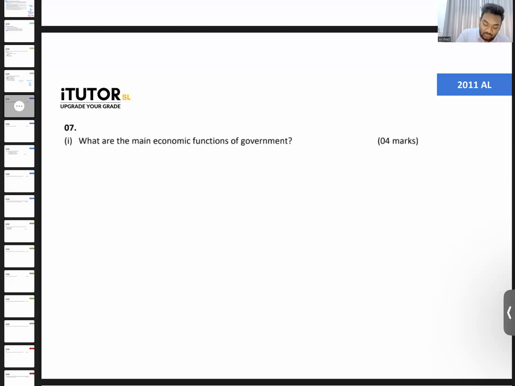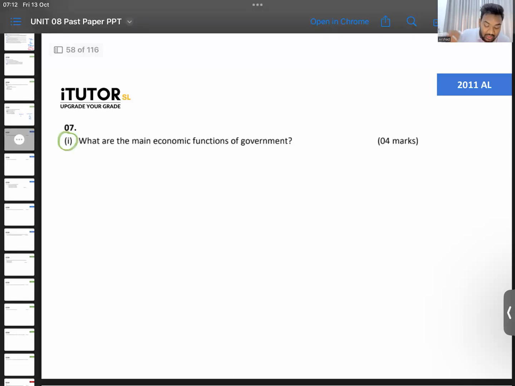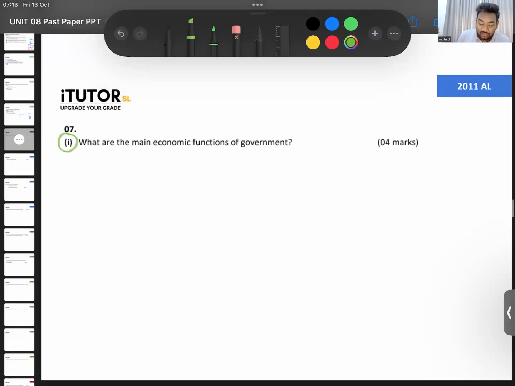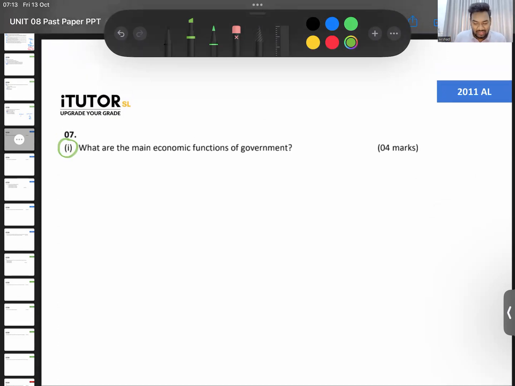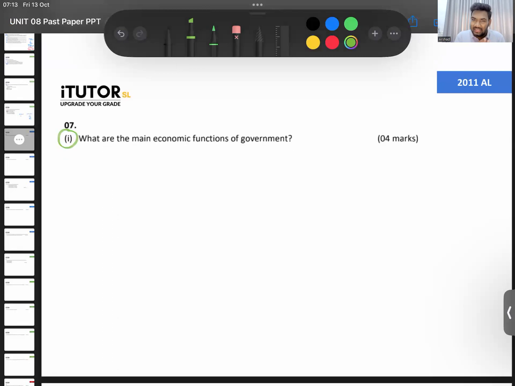Okay, so starting with number 1, what are the main functions of the government? Now, usually if they say what are the main functions of the government in a market economy, there are 4 main things. Now, here when they say what are the main functions of a government, there can be broader things as well. So we'll write the main things first and then we'll come to the others. What are the main functions of the government, guys? Main functions of the government.